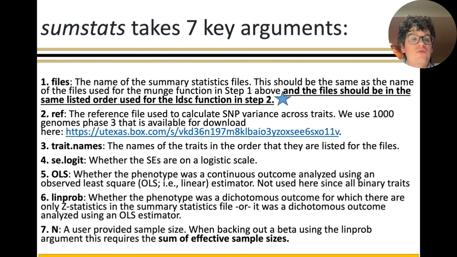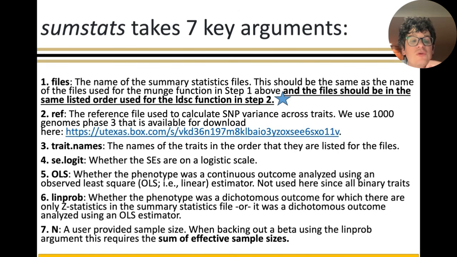So this is a full 1,000 genomes phase 3 reference file that includes closer to 10 million SNPs. And that's also available on the GitHub and can be downloaded at this link. So this reference file is used to align to the same effect allele, and it's also used to calculate the SNP variance across traits, which is used to fill in that LDSC matrix in a way that I'll describe in a few slides.